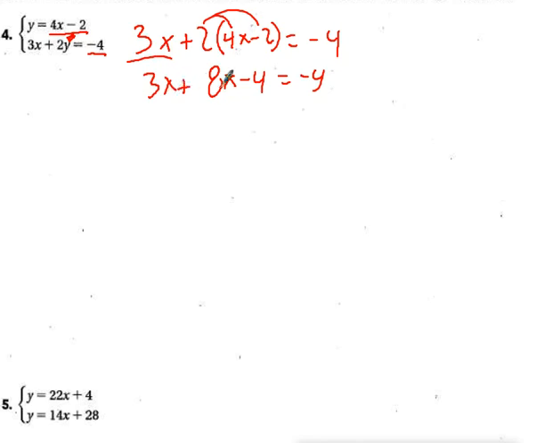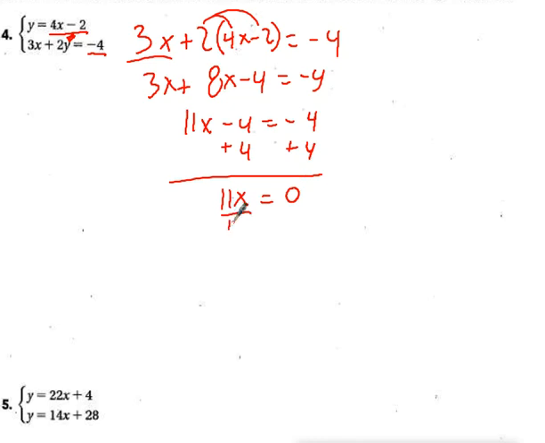So let's combine 3x and 8x, so that's a total of 11x minus 4 is equal to negative 4, plus 4, plus 4, and I get 11x is equal to 0. Oh, that's not too bad. So let's divide by 11, and I get x is equal to 0. Well, that isn't too bad in reality. So when x is 0, they have the same y-intercept, don't they? So let's plug that in. When x is 0, 4 times 0, well, y would be negative 2.